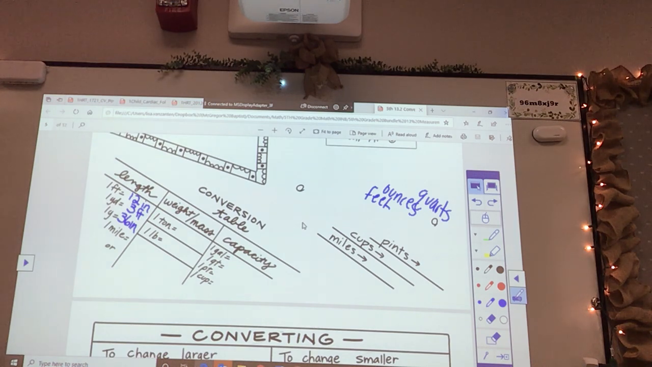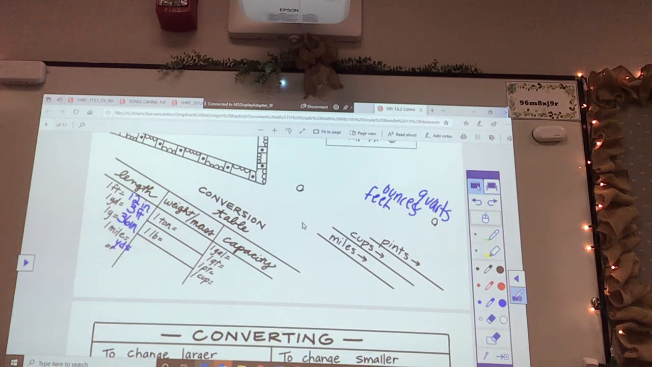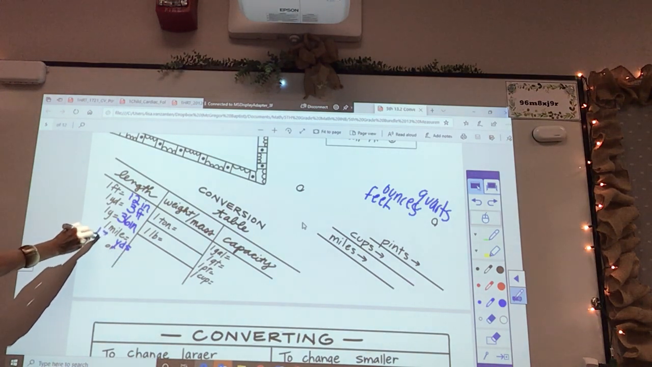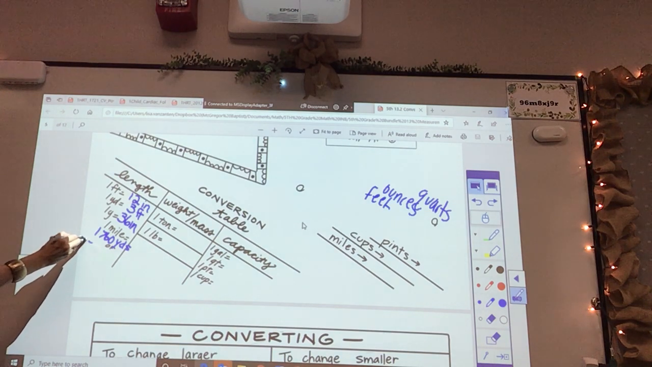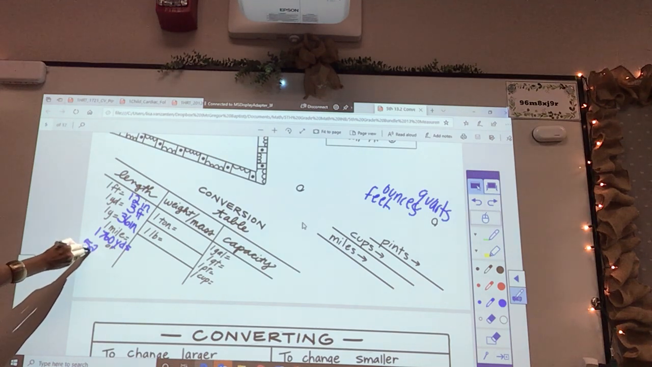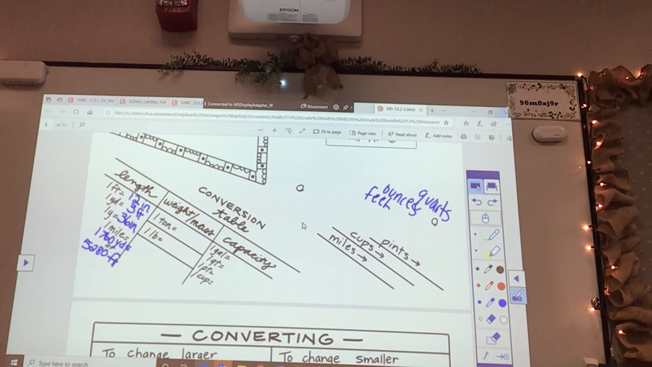And 1 mile equals how many yards? YDS you could put for yards. 1,760 yards. Now we didn't learn this one, but I still want you to put it on your foldable. 1 mile also equals 5,280 feet. You may need that one, so we're going to put it in your foldable.